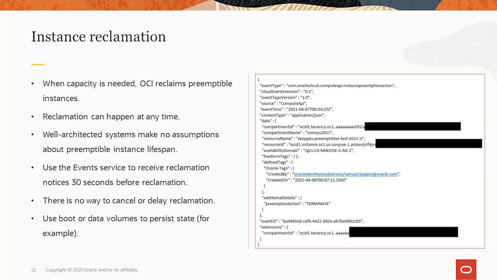As I mentioned, OCI reclaims preemptible instances when capacity is needed. And I want to give you a little bit of understanding about why we do this so you can understand the model and understand our motives. Basically, OCI maintains an excess capacity buffer to support organic growth of on-demand instances.